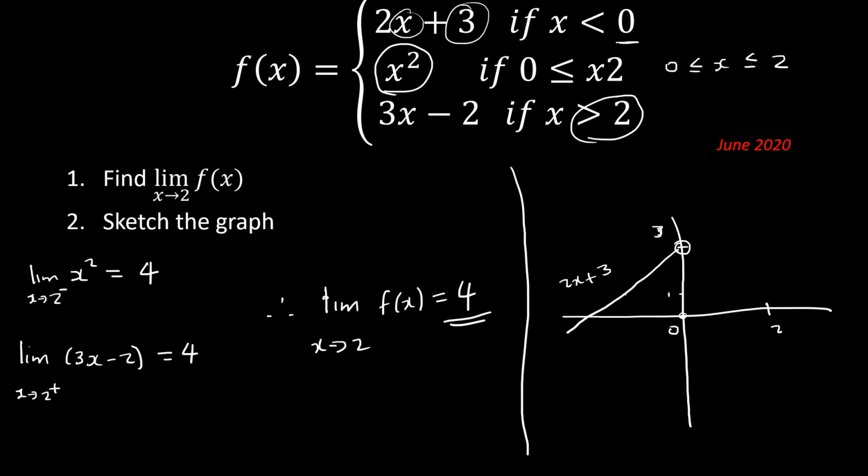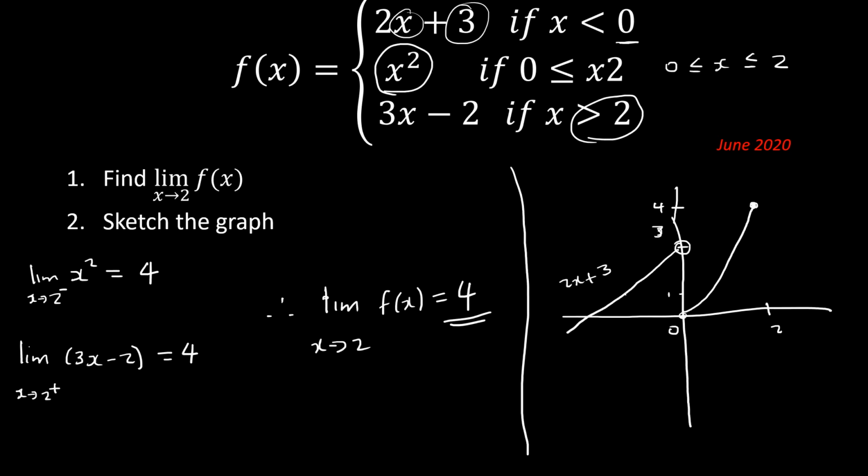When your x is 2, what is your y? Your y is 4, because 2 squared is 4. And we know 4 is indeed our limit, so it will end here. Then you draw your parabola in a parabola shape. Then the last one, we have 3x minus 2 greater than 2.